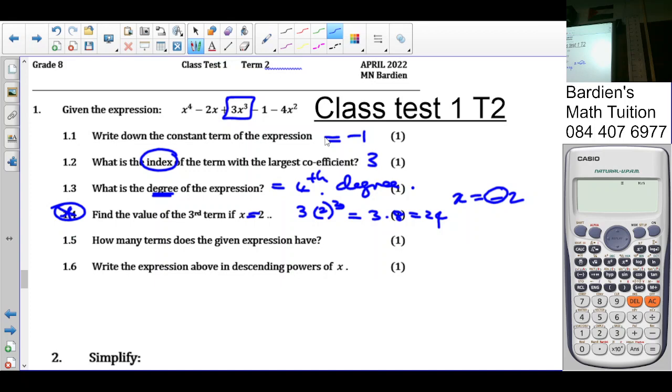How many terms does the given expression have? People, what separates terms? Plus and minus signs. So there's 1, 2, 3, 4, 5 terms. So 5 terms.